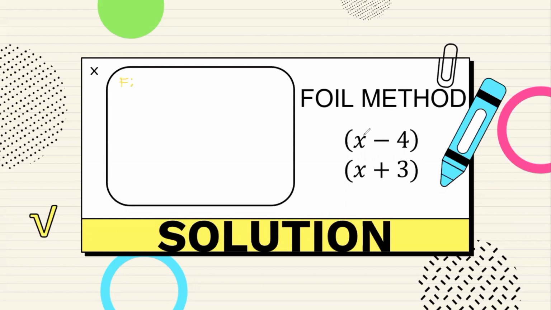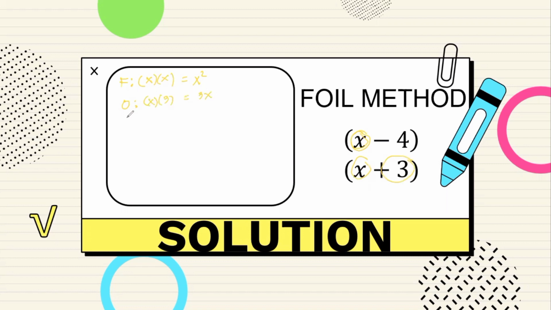We identify the first terms of the given, there are two binomials here. Okay, so first term is x and x. So we have to get the product of x and x. X times x is equal to x squared. Okay, and then outer terms, it's x and positive 3. Okay, so x times 3, it's equal to 3x.